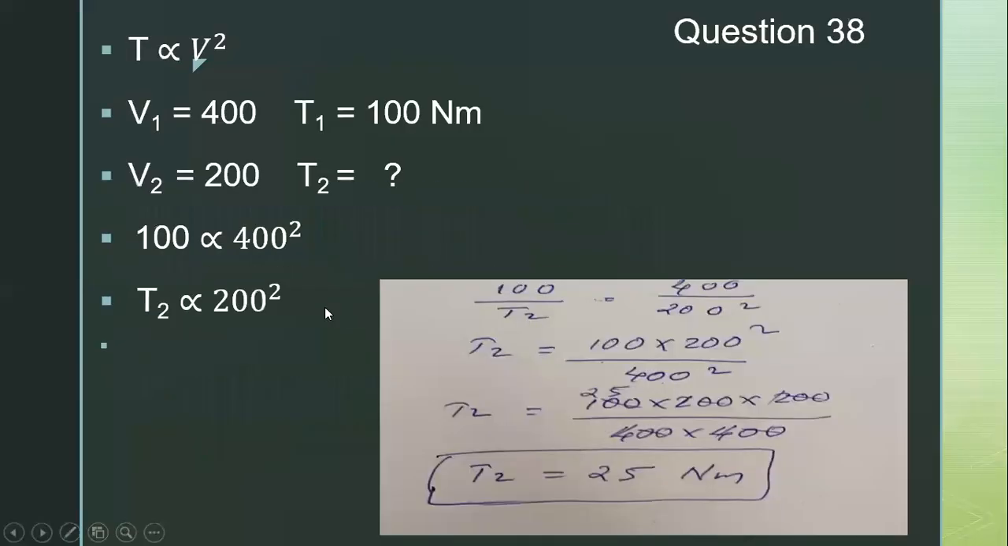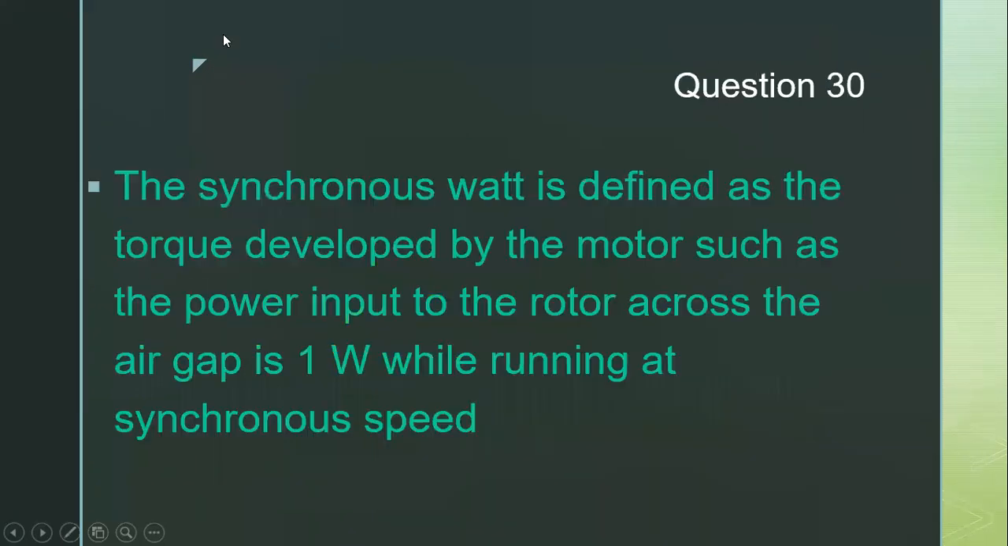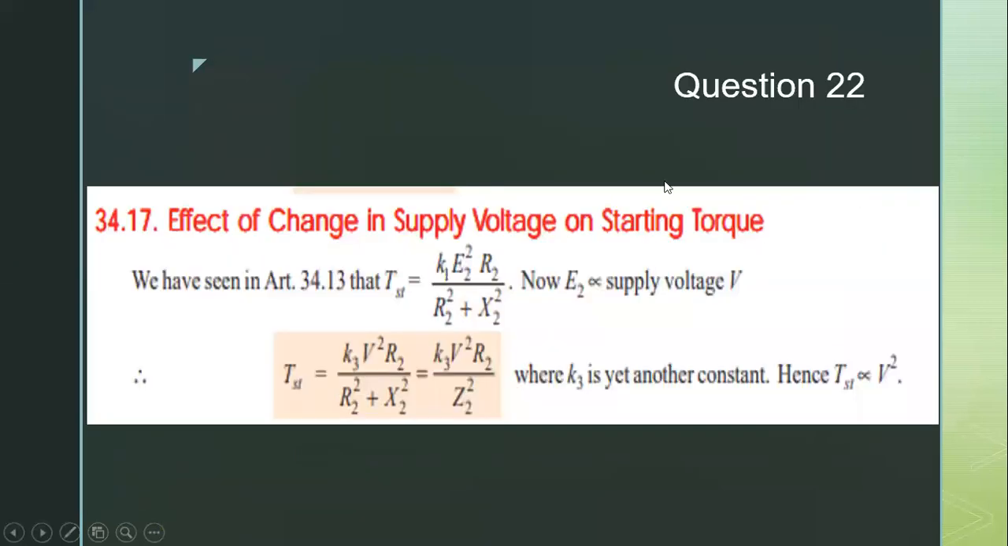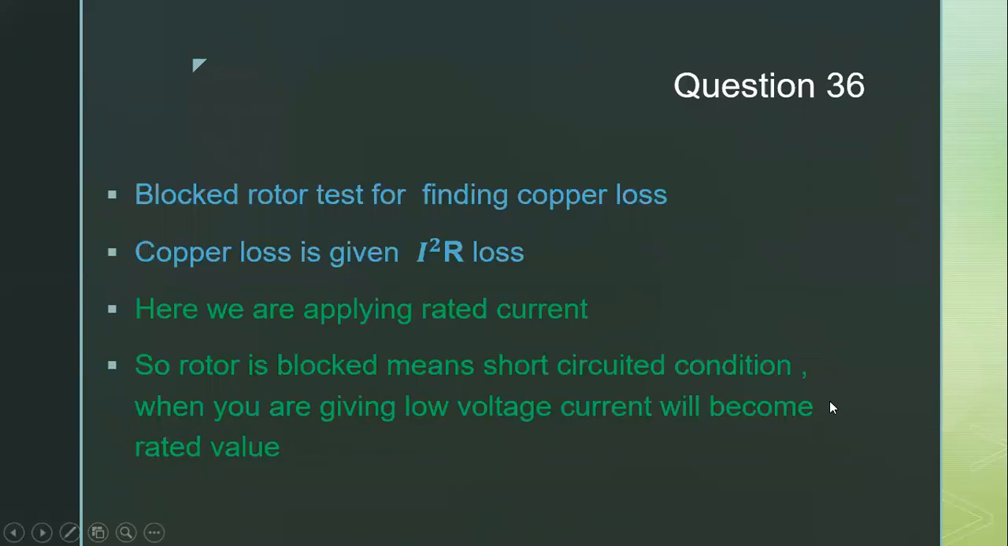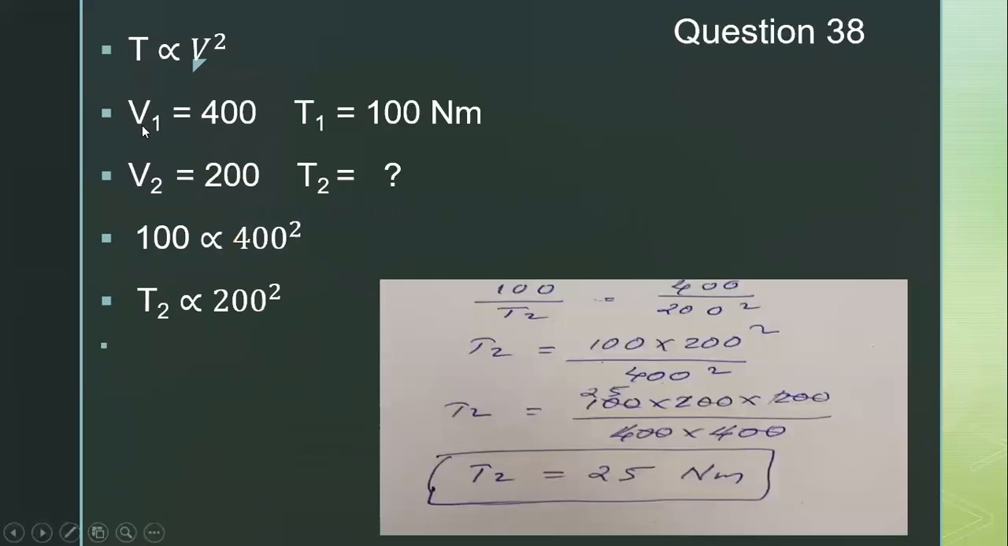So you can go through the question. You already studied that torque is directly proportional to the voltage square. That was discussed in the last video. So the starting torque is directly proportional to the voltage square. First, V1 is 400 volt and T1 is 100 Newton meter. In the second condition, the voltage is 200 volt and you have to find the torque. So T is directly proportional to V square.